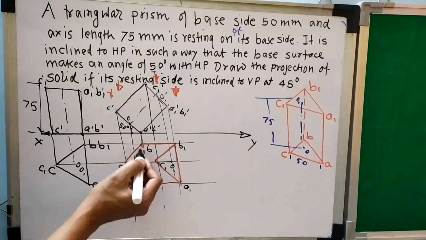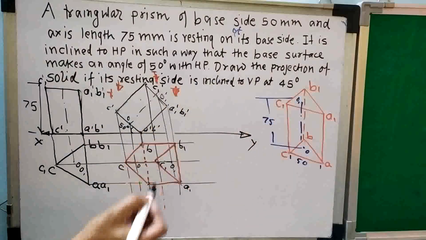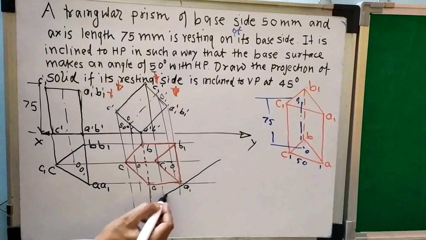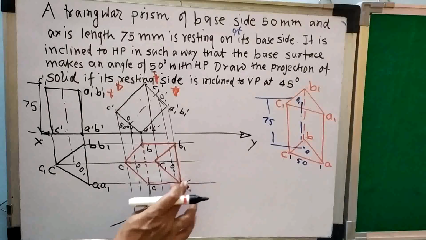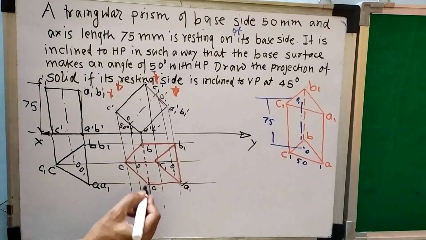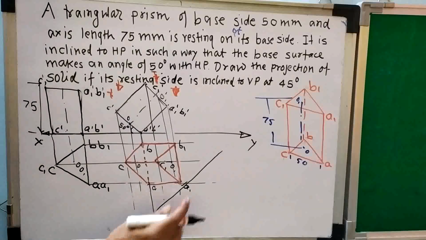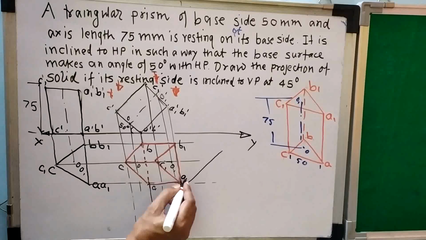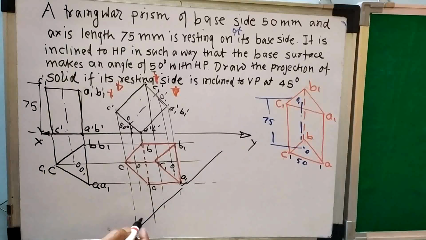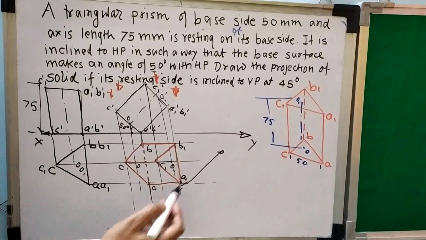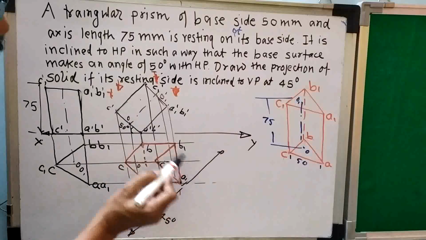This AB is inclined at 45 degree to VP. So to this edge AB, I will take auxiliary plane inclined at an angle of 45 degree. Okay. So I will extend this line AB, and to this line I will take auxiliary plane inclined. So this is my A1. Okay. And now this is angle of 45 degree. Now in this case I have not taken apparent angle because this AB is original line. It is not apparent.